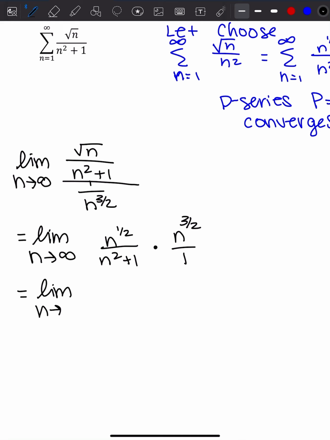So we have n squared plus 1 in the denominator. We have n to the 1/2 times n to the 3/2. When we multiply things like this, we add the exponents together. So we have 1/2 plus 3/2, which happens to be 4/2, or 2. So I have n squared over n squared plus 1. This is an easy case because our exponents are the same, so the degrees of the top and bottom are the same. So we are going to divide the coefficients. Our coefficients on both the top and bottom are 1, so 1 divided by 1 is 1. 1 happens to be a positive finite number.